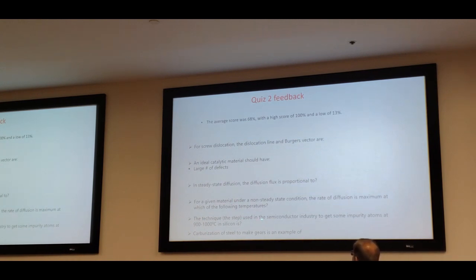The technique used in the semiconductor industry to get some impurity atoms at 900 to 1000 degrees centigrade into silicon is pre-deposition. The pre-deposition step. And carburization of steel to make gears is an example of what type of diffusion? Interstitial diffusion. That is the interstitial diffusion.